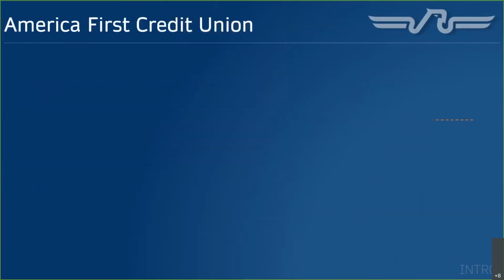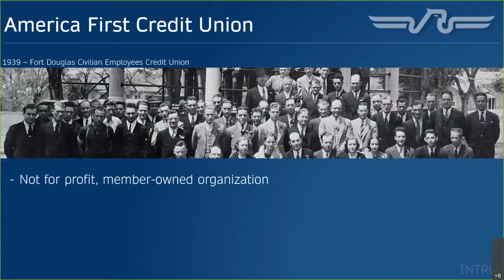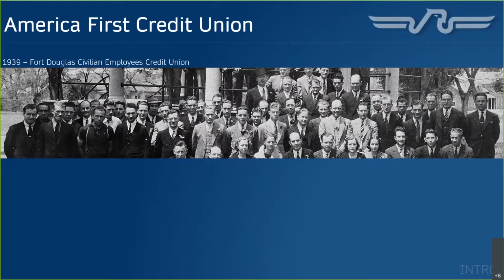So, America First Credit Union. It was founded in 1939 as Fort Douglas Civilian Employees Credit Union. This picture actually is a picture of the original members of the credit union right after it was formed. And you can kind of see in the background there, they're standing on a structure. That's actually a pagoda that's since been demolished down in Salt Lake City, but we actually have a replica of that at our operations campus. So if you're ever visiting Utah, you can swing by and take a look at that. It's kind of cool to have that.